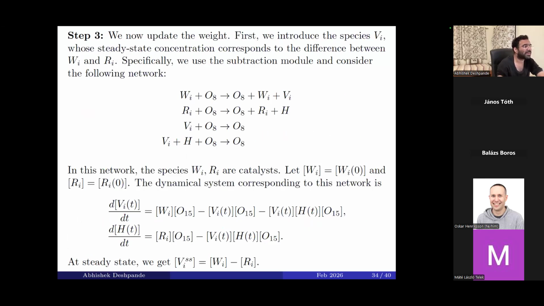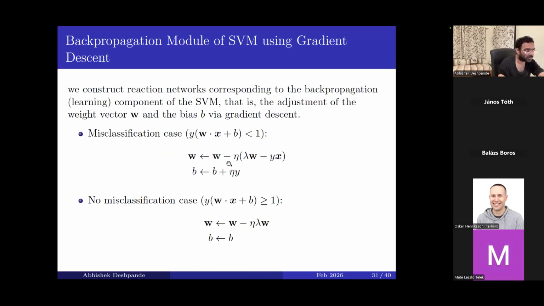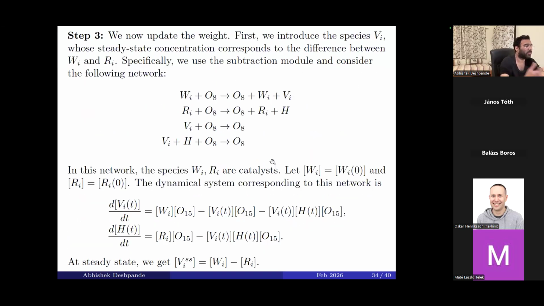And now we update the weight using the subtraction module, right? We haven't yet used the subtraction module, but if you look at this carefully, you need to subtract something from the weight. You need to do W minus eta times this. Then we can use the subtraction module to update the weight, and this happens in oscillation module O8. So we use the H molecule and the V molecule to update this. Again, these species are used as catalysts here. W and R are used as catalysts, and we can accomplish the weight update.